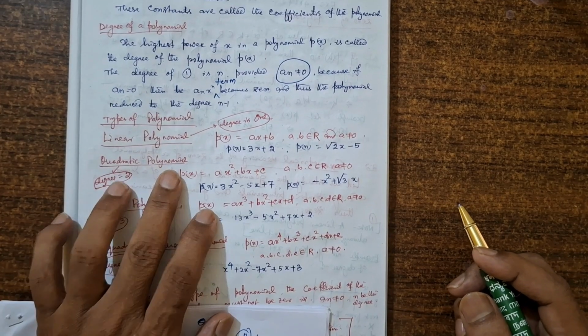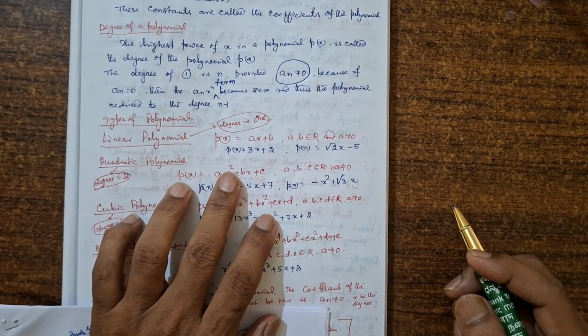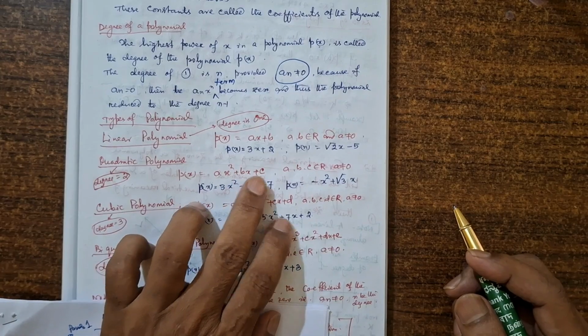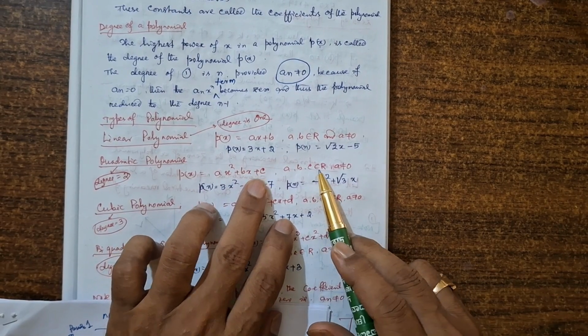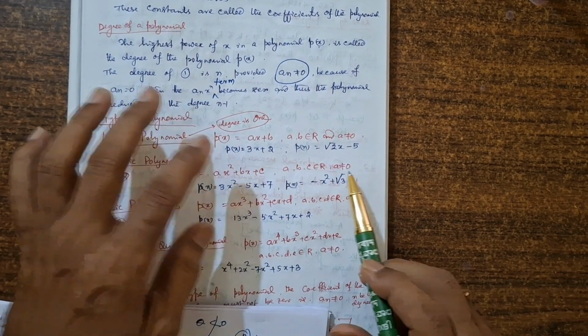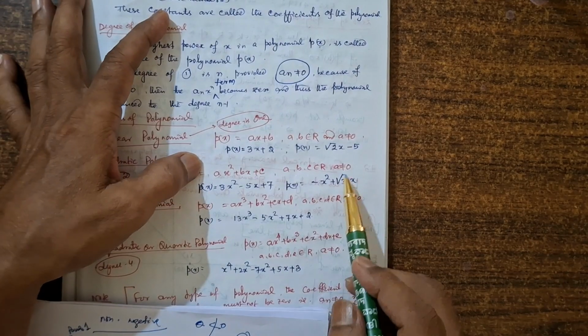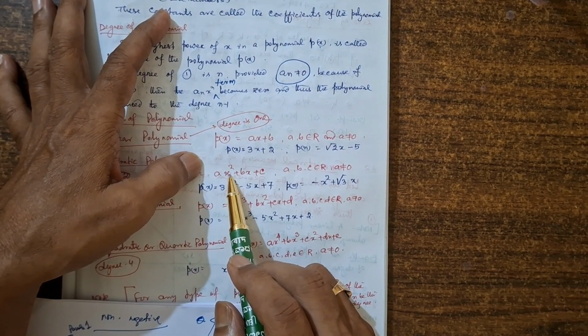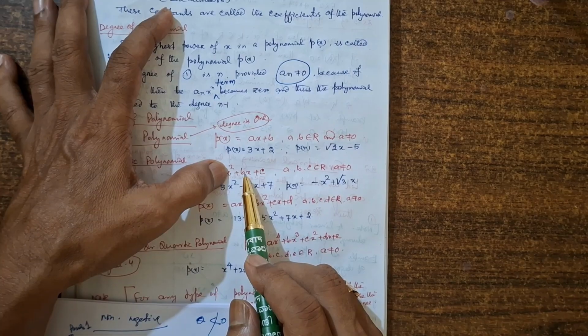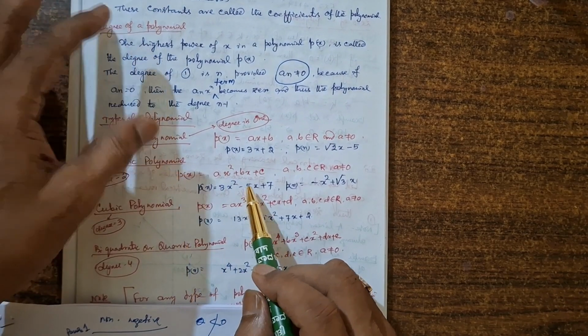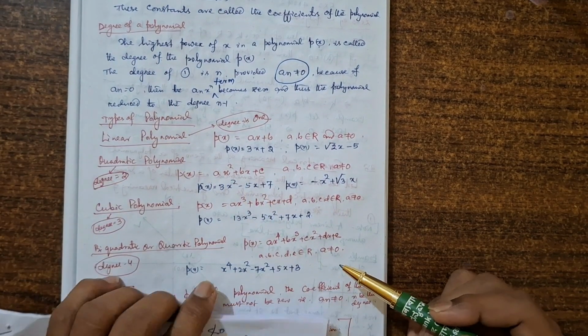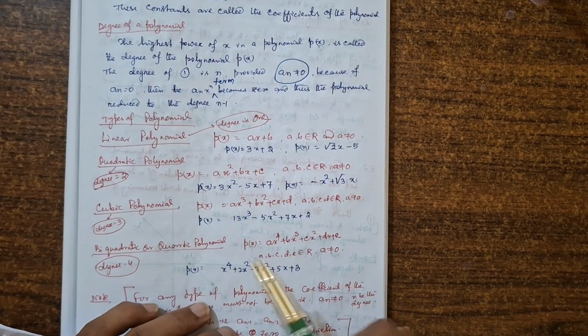Quadratic polynomial. A quadratic polynomial is where the power is 2. ax square plus bx plus c, where a, b, c all belong to real numbers and a is not equal to 0. That is everywhere. If a is equal to 0, it will become linear. If the highest power of a quadratic is reduced, it is transferred to linear. For example, 3x square minus 5x plus 7.